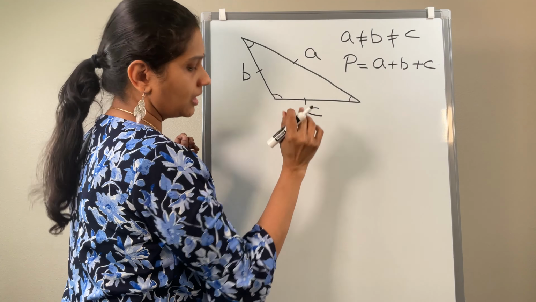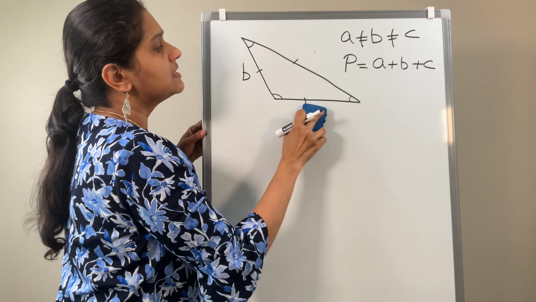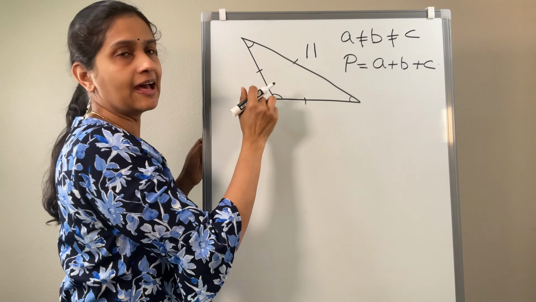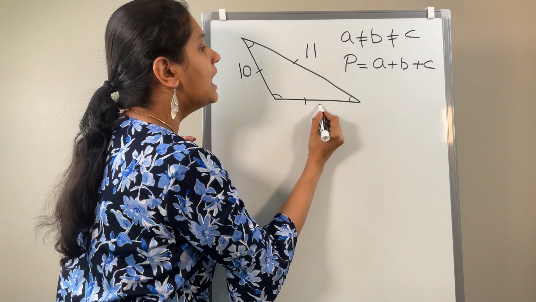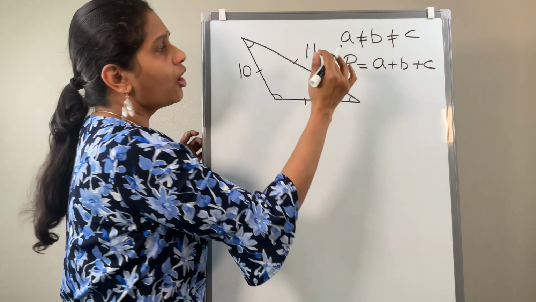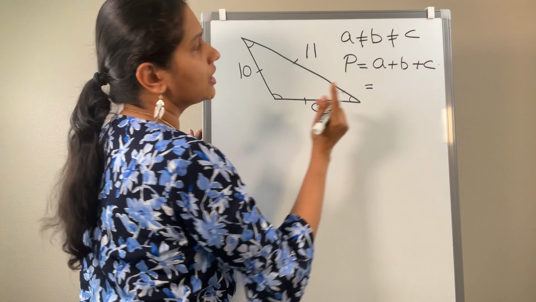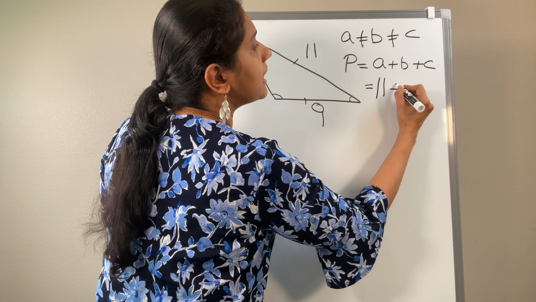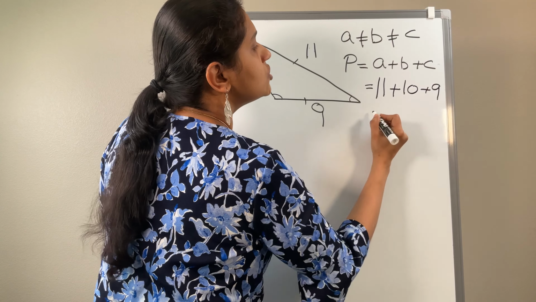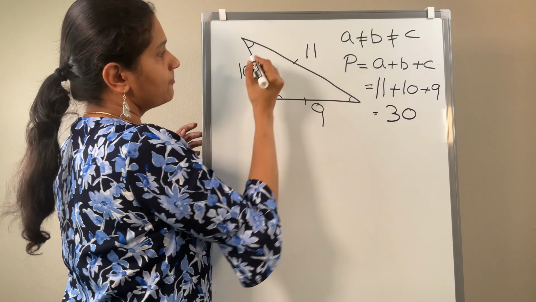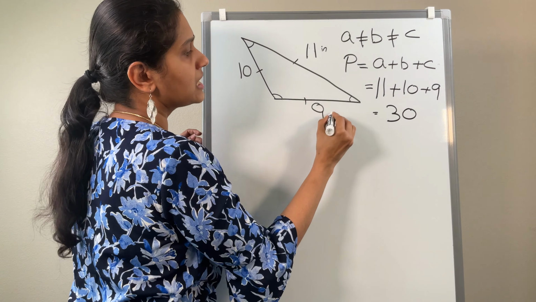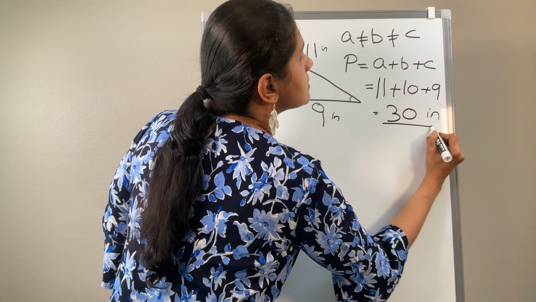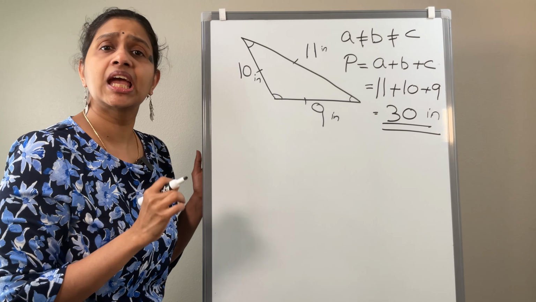Now let us give some numbers for the sides A, B, C and see how to use this formula. Suppose this side has a length of 11, this side has a length of 10 and this has a length of 9. Now how to calculate the perimeter? The perimeter will be equal to the sum of all these three lengths, that is 11 plus 10 plus 9, which is equal to 30. Suppose you are given 11 inches, 9 inches, 10 inches as the unit, then it's going to be 30 inches. That's about the perimeter for a scalene triangle.